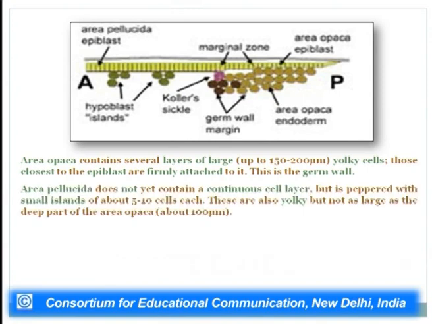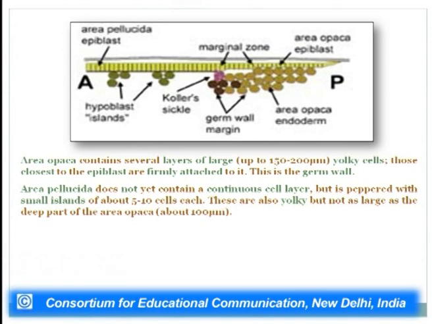The area pellucida does not yet contain a continuous cell layer, but it is peppered with small islands of about 5 to 10 cells each. These are also yolky, but not as large as the deep part of the area opaca. They are around 100 micrometers in size. So, you can see that the epiblast layer is continuous. In the area opaca, there is a multi-layered structure. In the area pellucida, there is only a single layer, which is the epiblast layer, and underneath it there are small islands which are termed hypoblast islands. So, it is not a complete layer.